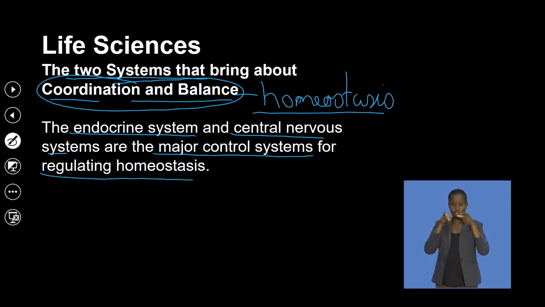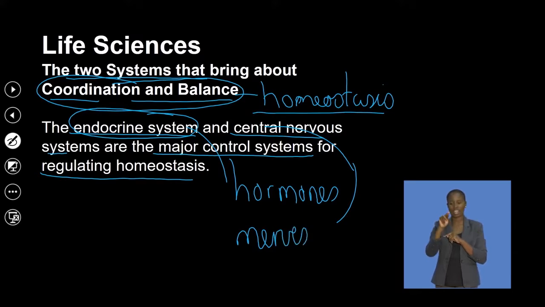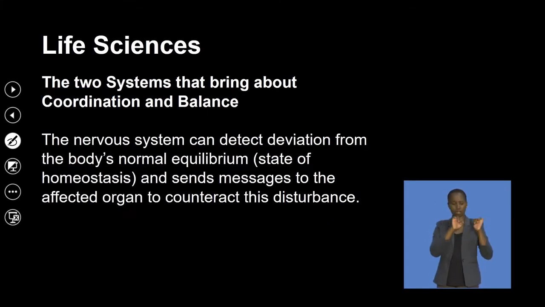Now, as I mentioned earlier on, the endocrine system is a system that works using hormones. And so we'll have to unpack what hormones are in a bit. And the nervous system is a system that uses nerve impulses. These nerve impulses bring about what we call coordination. So collectively, we need to look at both these systems.